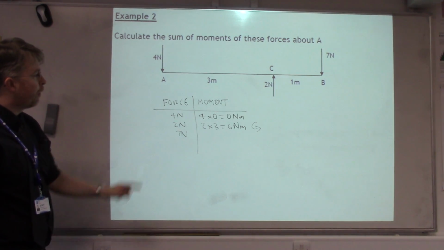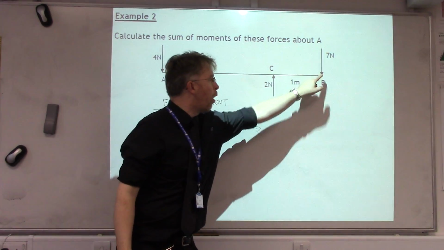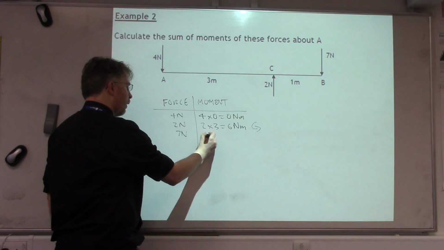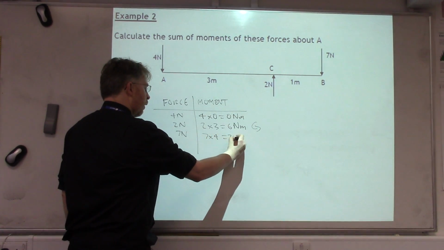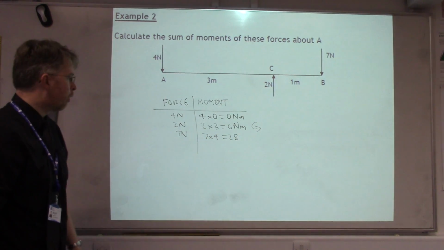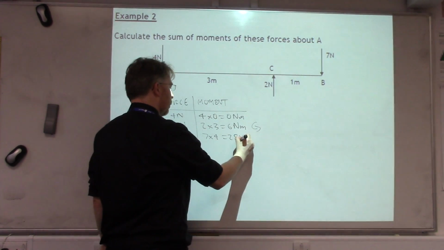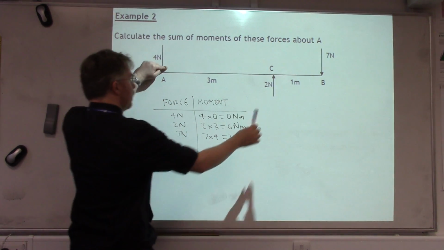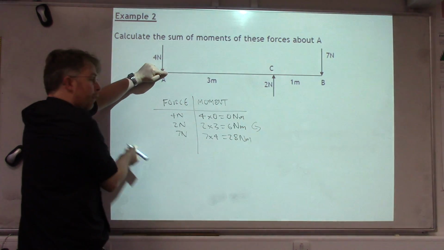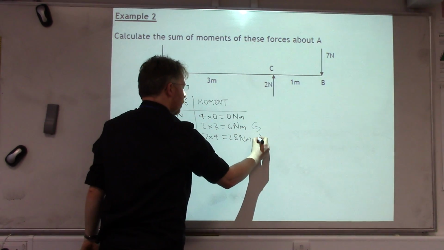And then finally the 7 newtons, 3 plus 1 is 4 metres away. So 7 times 4, 28 Newton metres. If we spin 7 newtons around A, it would spin in a clockwise manner.